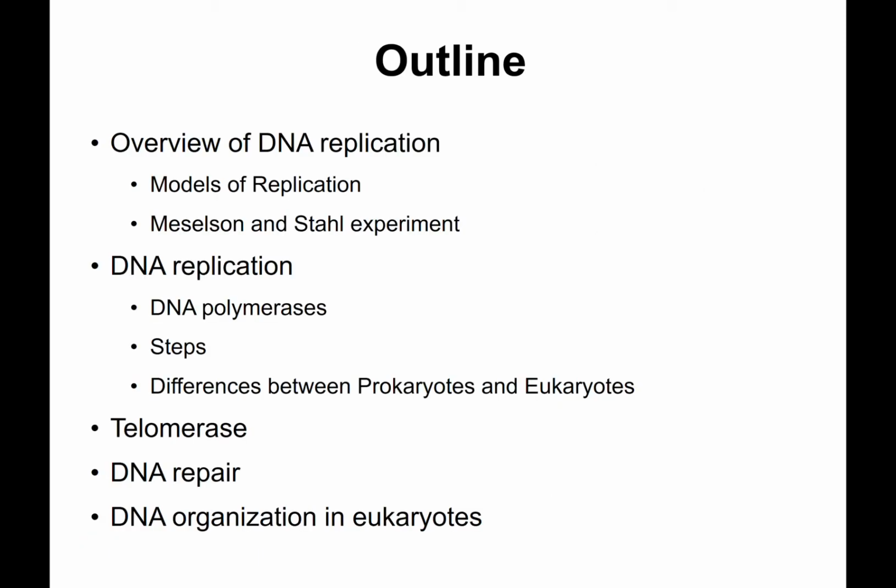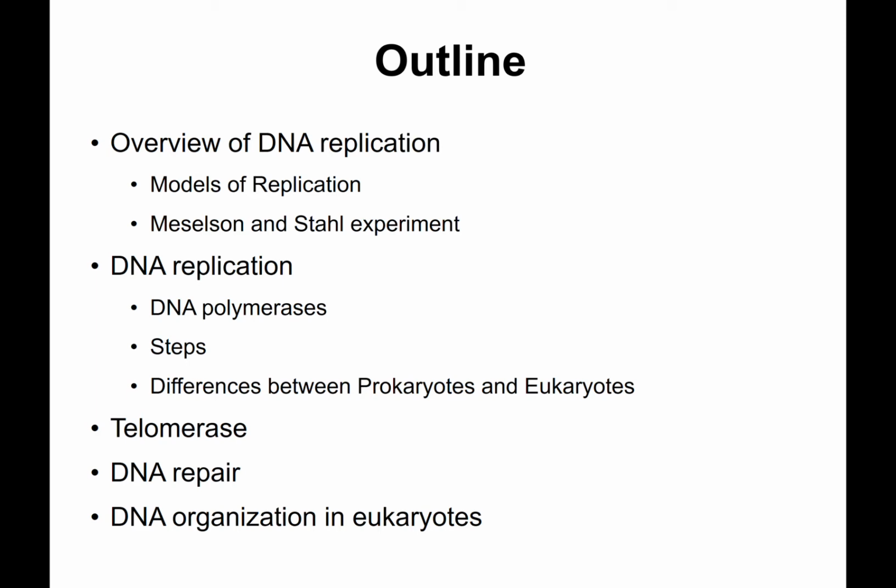So these are the topics that we'll touch on in this lecture. First of all, we talk about DNA replication. We'll talk about what originally were the potential models through which DNA could be replicating and how we narrow it down to what is called the semi-conservative model through the experiment of Meselson and Stahl. Then we'll talk about the process of DNA replication, so the role of this enzyme called DNA polymerase, the steps involved, and then we'll talk about the differences between DNA replication in prokaryotes and eukaryotes.